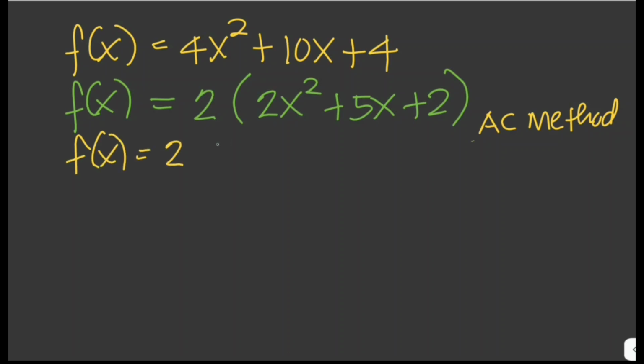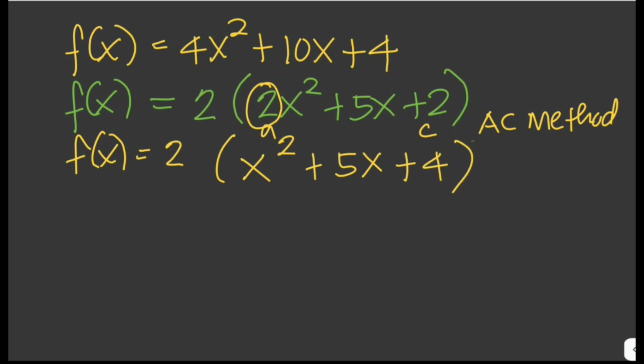So let's copy 2 here, and then we will factor 2x squared plus 5x plus 2 using the AC method. This is what we're going to do. We multiply a and c, so that is 2 times 2, which is 4. Then we remove 2 from the leading coefficient, so that would become x squared plus 5x plus 4. And now we've already got rid of the leading coefficient here.